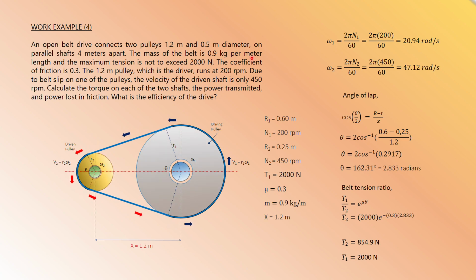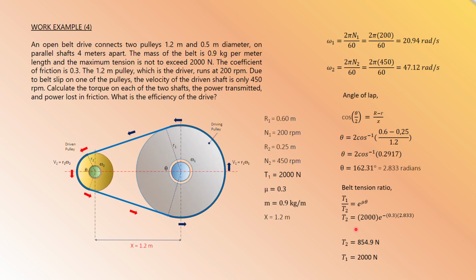TC formula, that is the centripetal or the centrifugal tension formula, is m v squared. M is the mass, that is 0.9 kg per meter, multiplied by the belt speed squared, which you should have found here as well. Okay, m v squared for the TC to be placed into the formula here. That is (T1 minus TC) over (T2 minus TC) equals exponential mu theta. So you can find out the T2 taking TC into account.